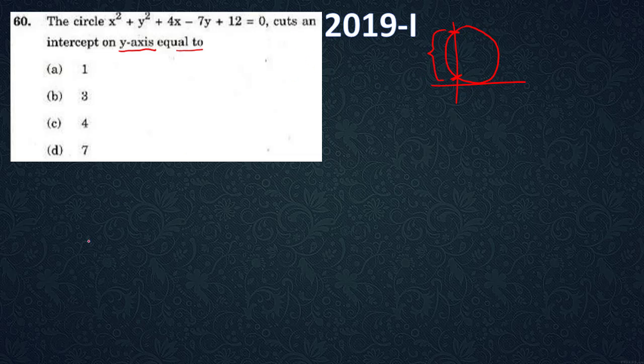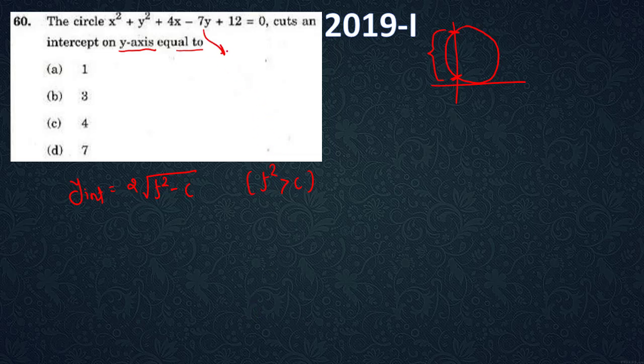So I have given you one formula for the y-intercept. What is that formula? It is 2 root of f square minus c, and this formula is valid only when f square is greater than c. So check whether this f square is greater than c.